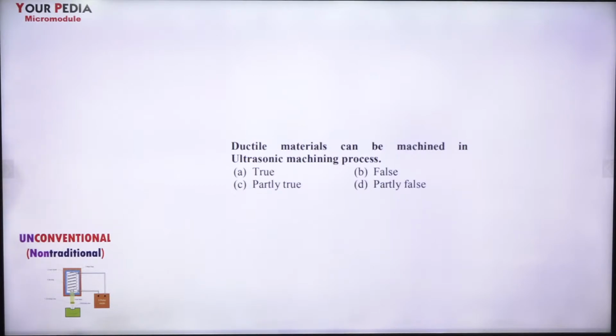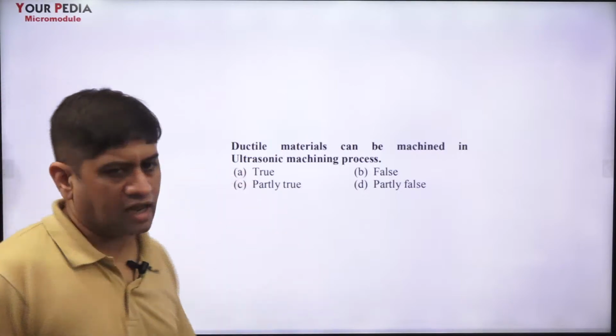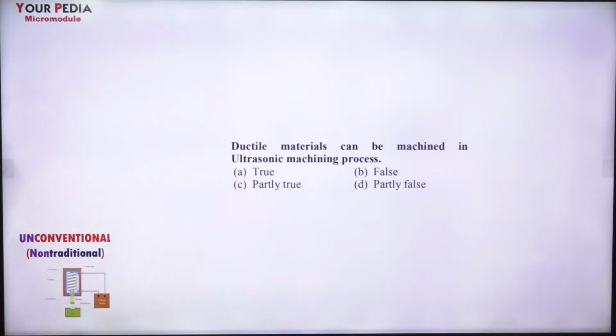Okay, can ductile materials be machined using the ultrasonic process? Look at the question carefully. Can I use ultrasonic machining to machine ductile materials? That is the question.